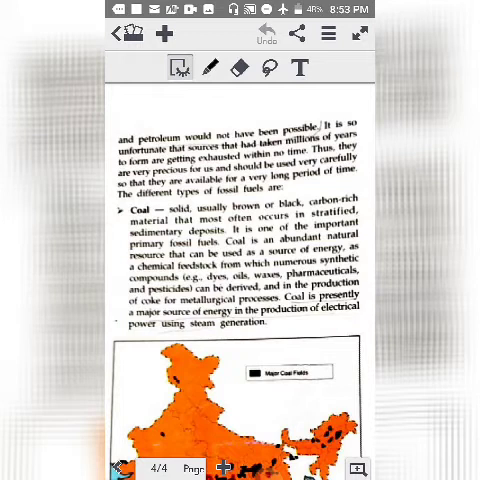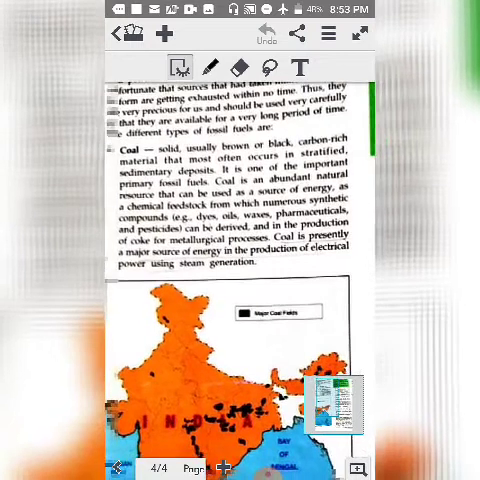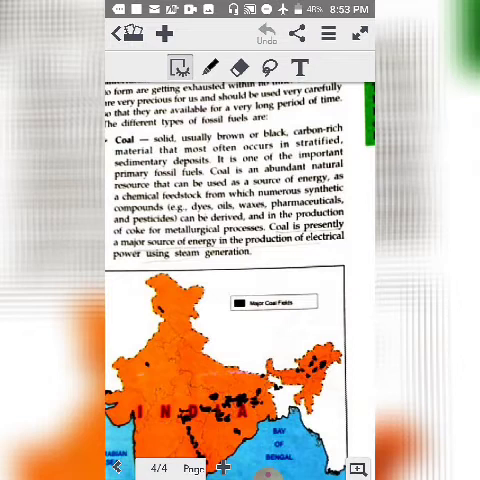The different types of fossil fuels are coal. Coal is a solid fuel. It is used in industries. It is one of the important primary fossil fuels. It is an abundant natural resource which can be used as a source of energy.